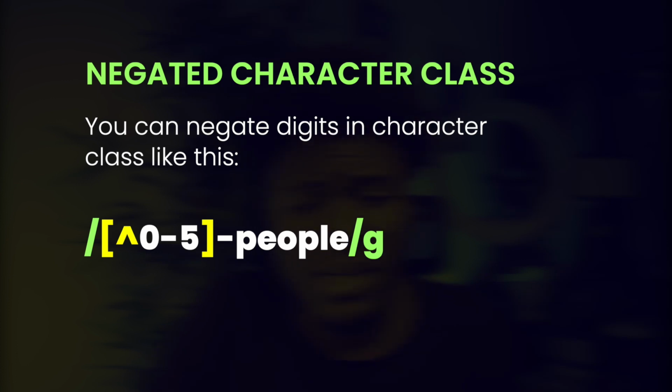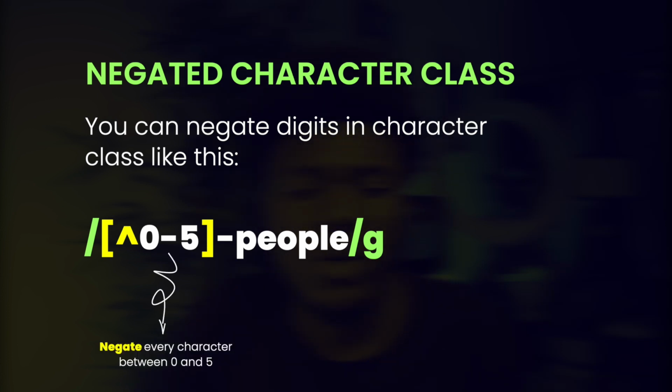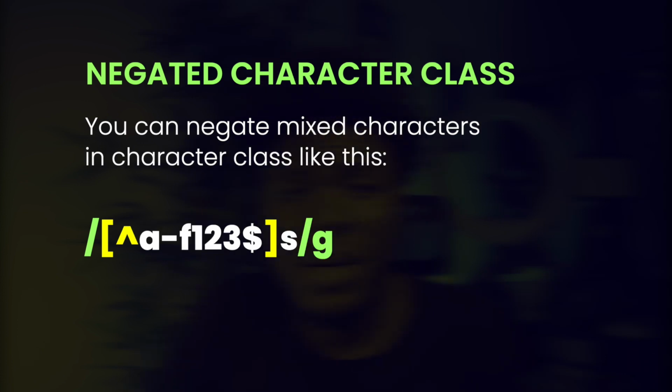And you can also negate numbers. So if your character class is 0 to 5, maybe followed by hyphen, then people, you can negate 0 to 5 by putting the caret at the beginning of the character class, and now this will match every other digit or every other number except 0 to 5 followed by hyphen people.